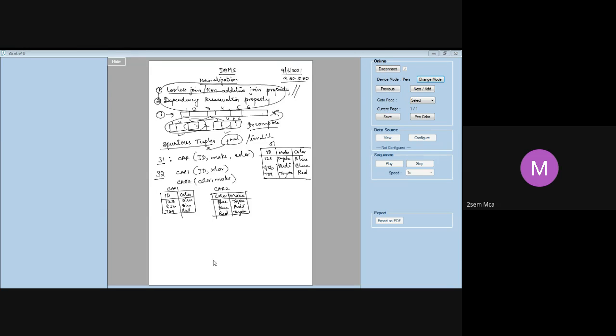Now, when I try to join them, I may end up getting something called spurious tuples. Spurious means what? You are getting some extra tuples which are not valid. So you should avoid such tuples. That is what we call lossless join or non-additive join property. You should avoid spurious tuples. You should never have any spurious tuples in your table. Now, coming to what these spurious tuples are, I said they are tuples which are extra, but they are not valid.